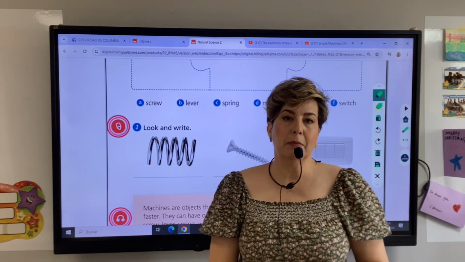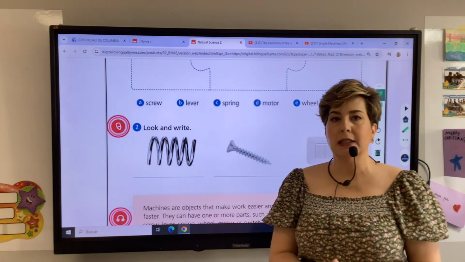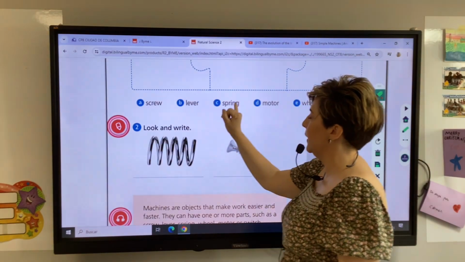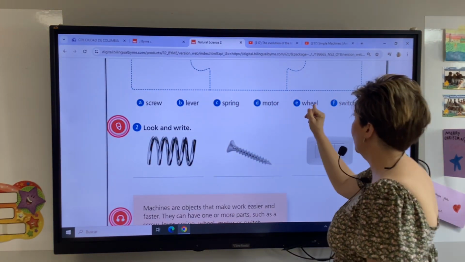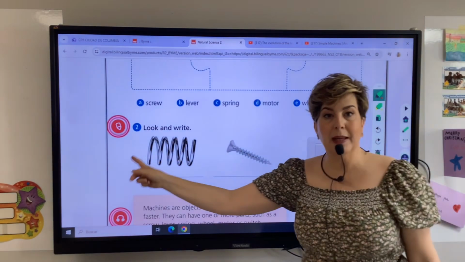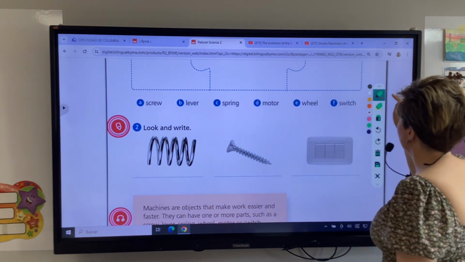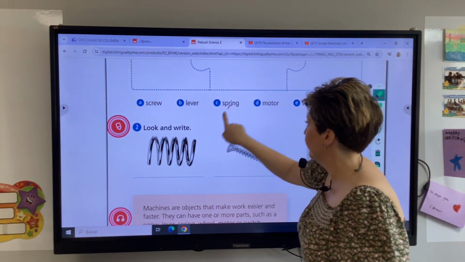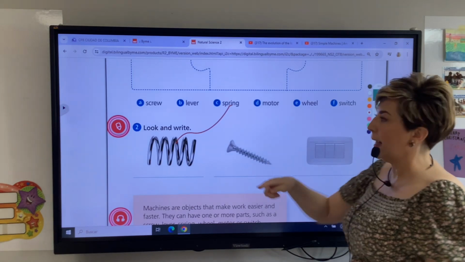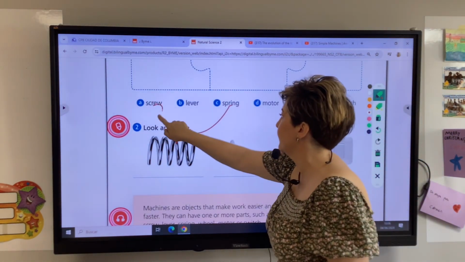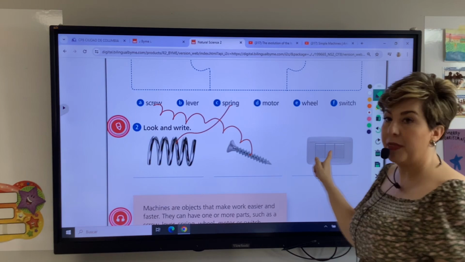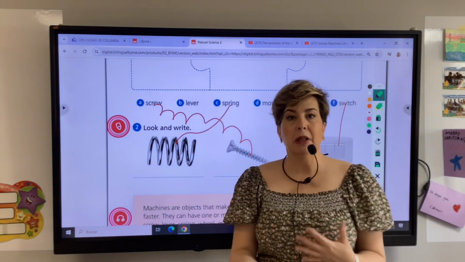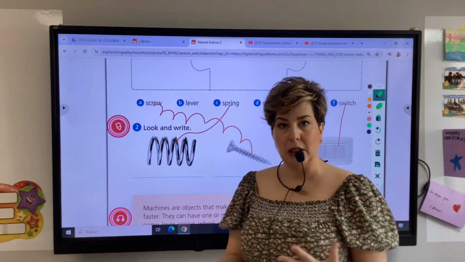Here we had some simple machines and complex machines that we have studied in the unit. We had a screw, a lever, a spring, a motor, a wheel, and a switch. Some of them you got here. For example, this is a spring. This is a screw. And this is a switch. Some of them are simple machines, some of them are complex machines, but they are machines.